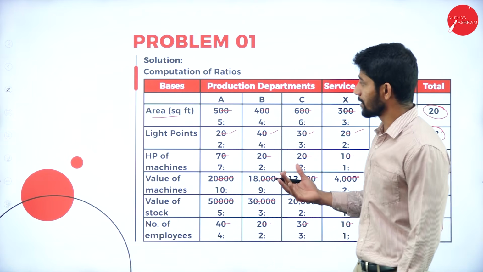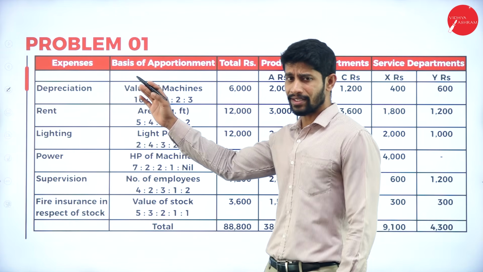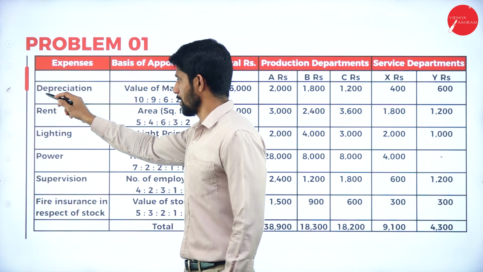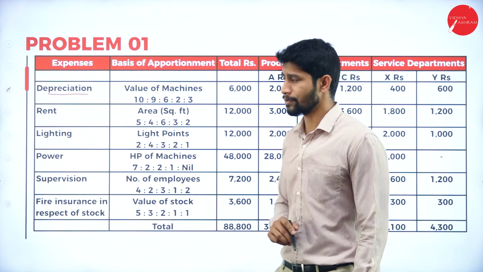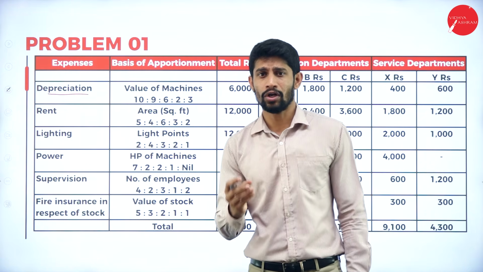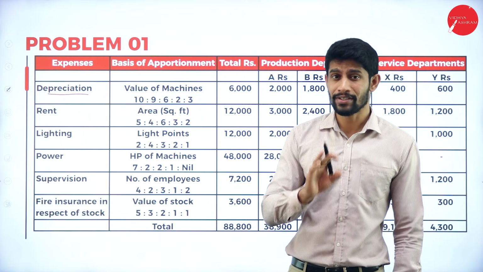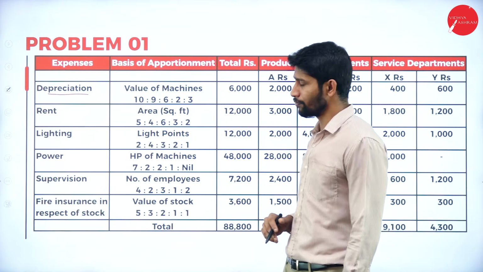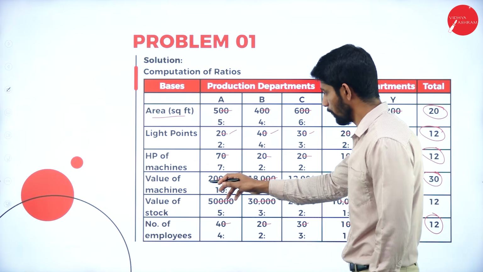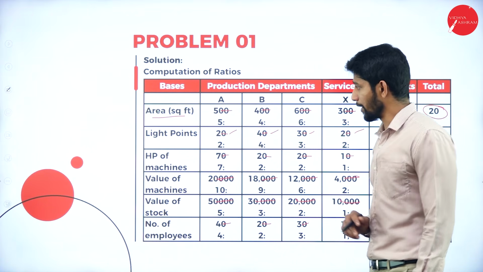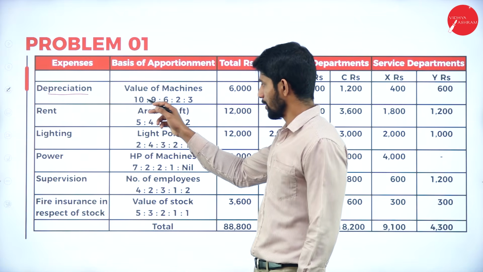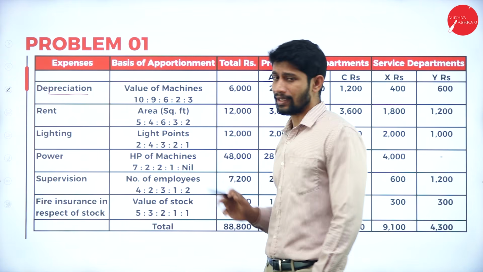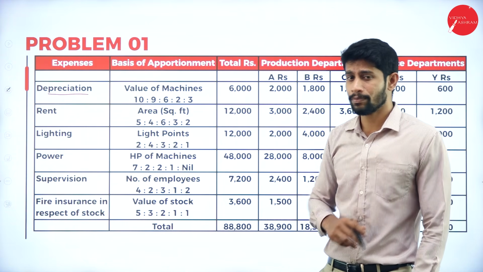Now start allocating the expenditure. The first thing, expenses. The first expenditure is depreciation. On what basis are you going to allocate depreciation? On the basis of value of machines. What is the ratio of value of machines? We already found it out: 10:9:6:2:3.